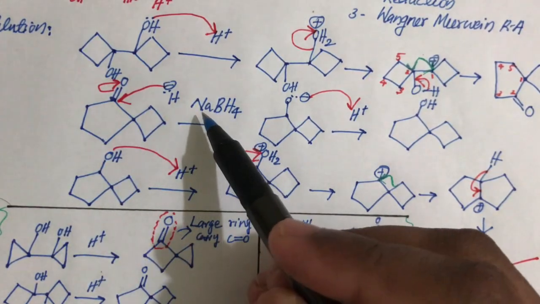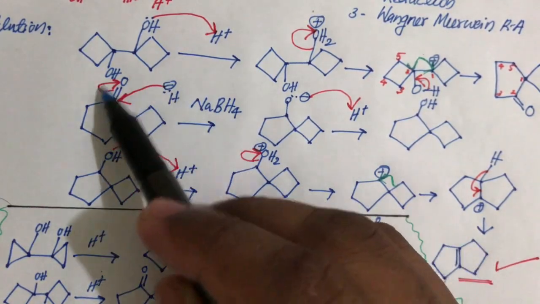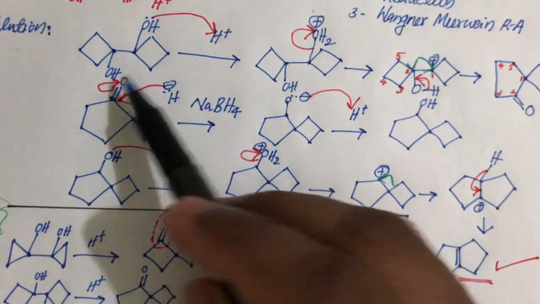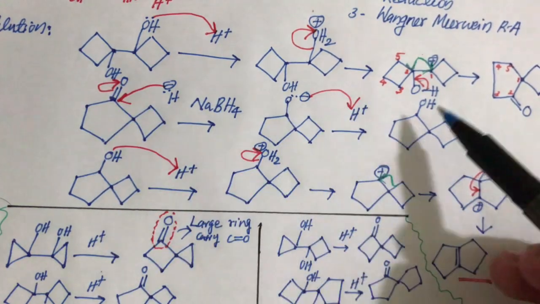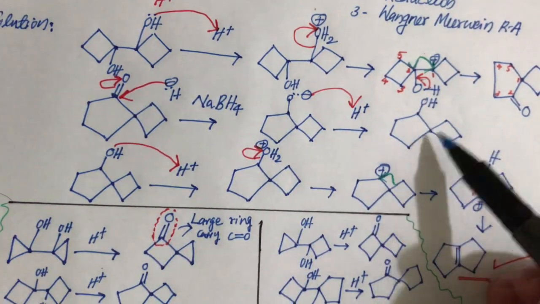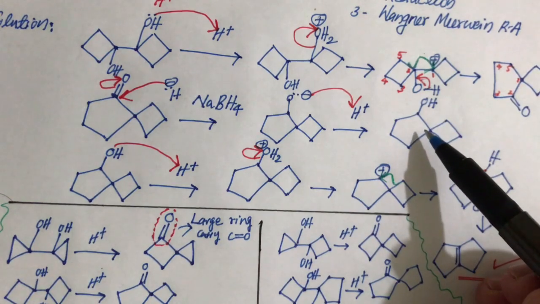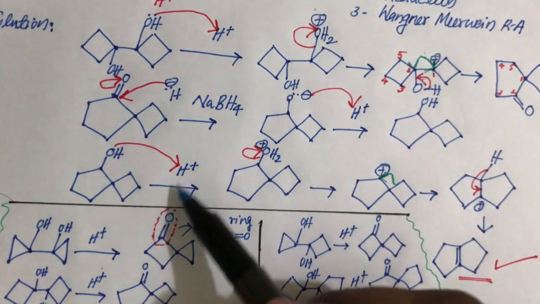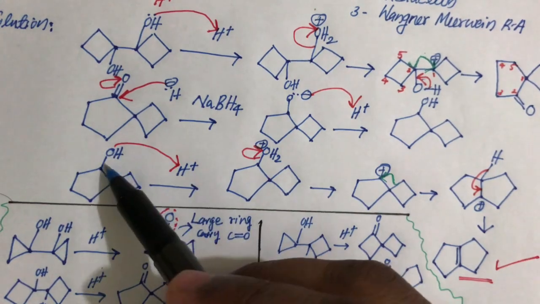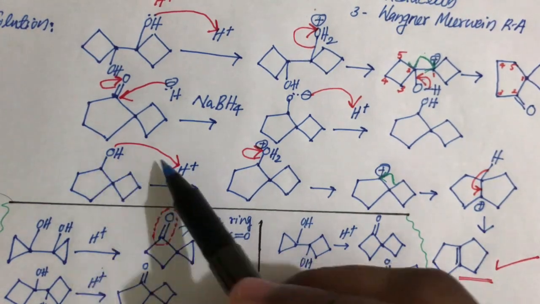Sodium borohydride furnishes H- ion, so it attacks the carbonyl, and you get O-, which will undergo protonation, and you will get the alcohol. So this is the second reagent's utility. And for the third reagent, again a proton comes into the picture. We know that this is OH, so it will undergo protonation.